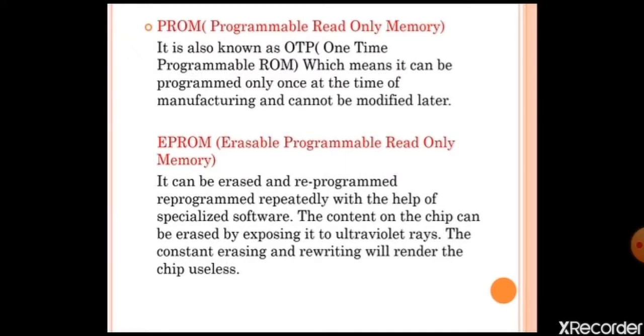First, PROM. We call it OTP also, that is One Time Programmable, which means it can be programmed only once at the time of manufacturing and it cannot be modified later. Second is EPROM. This ROM can be erased and reprogrammed repeatedly with the help of specialized software. The content of the chip can be erased by exposing it to ultraviolet rays. Constant erasing and rewriting will render the chip useless.